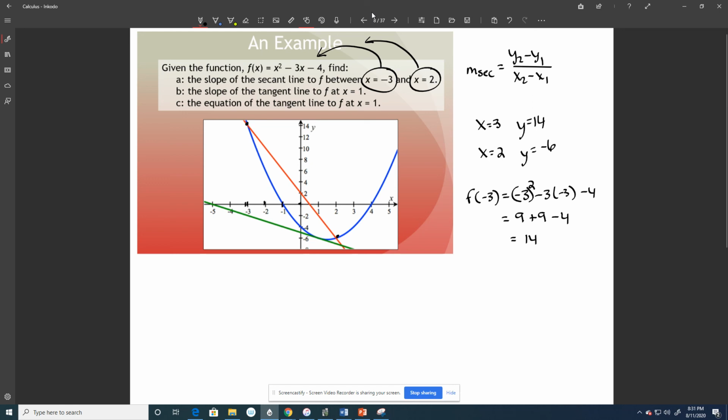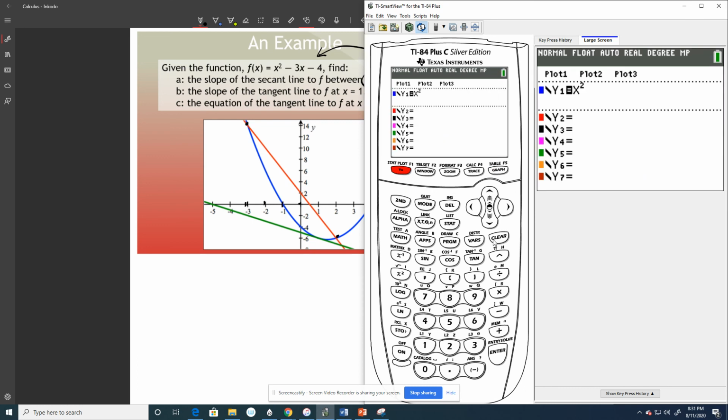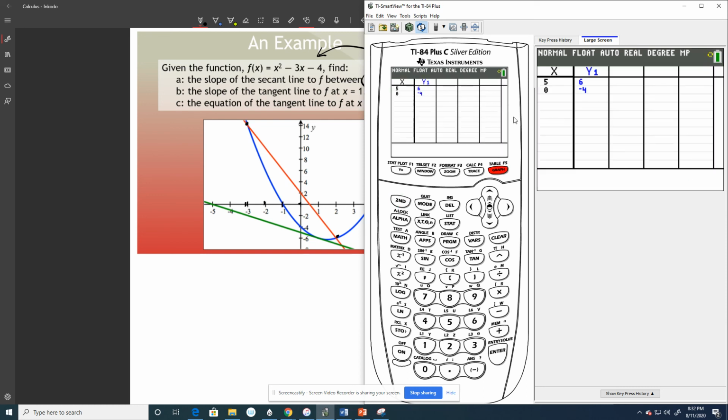So lots of different ways you can find that. If you really wanted to, you could even plug this function into your calculator and use the table to find your answer. So let's do that one. Let's take my y equals, and we're going to plug in x squared minus 3x minus 4. And I could graph that, and it's going to give me the picture. But I'm not really interested in the whole graph. All I'm interested in is those points. So I'm going to go to my table.